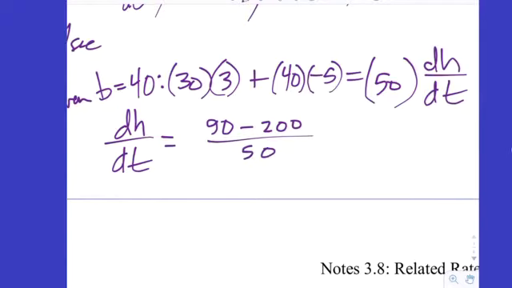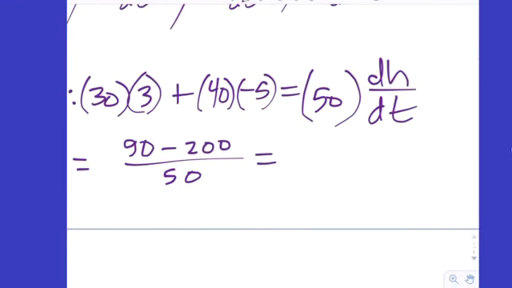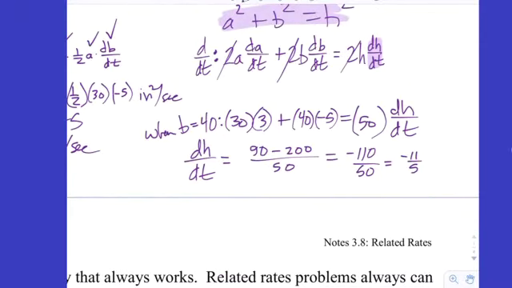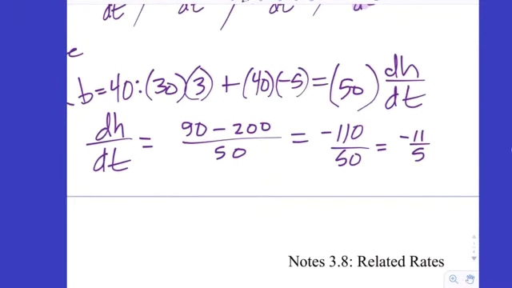Now, in a free response, you can walk away there, but I'm not on a free response. I'm training for both multiple choice and free response. So I'm going to keep going. I'm going to dare to keep going. That gives you negative 110 over 50, which is negative 11/5. And that looks good to me right there. So now I'll stop. And the units are units of h over units of t.